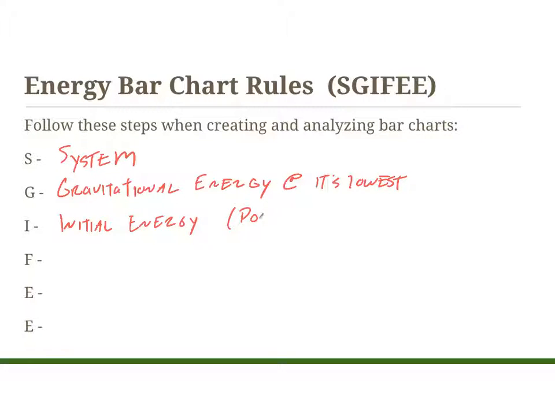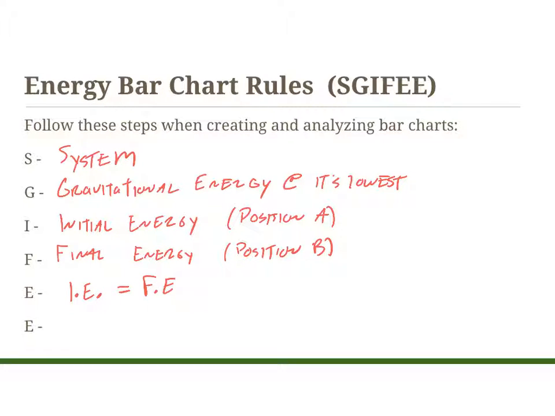I would be initial energy, also known as position A. F would be final energy, also known as position B. E would be if initial energy has to be equal to final energy in some way, shape, or form represented on the chart. And then lastly, you need to identify or write your energy equation. And that will be pretty easy. So we're going to go through a couple more slides, and then I'm going to go through a few examples.